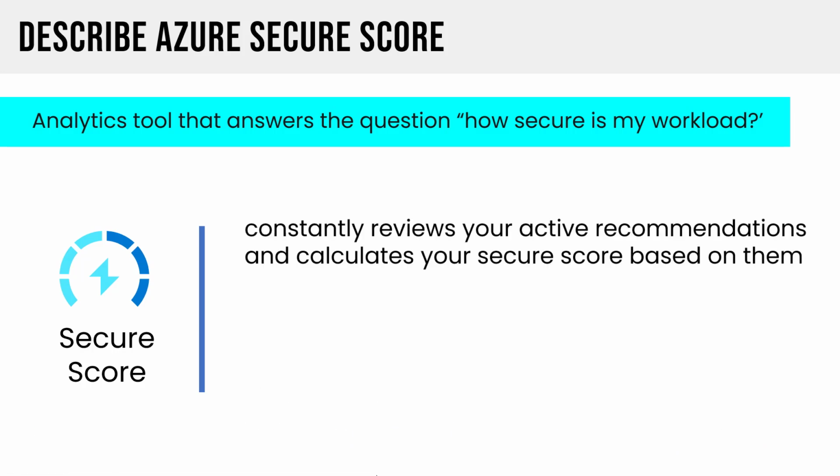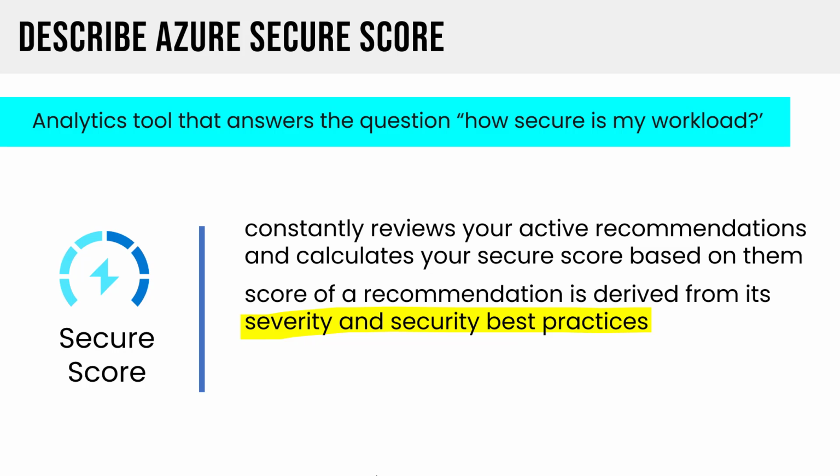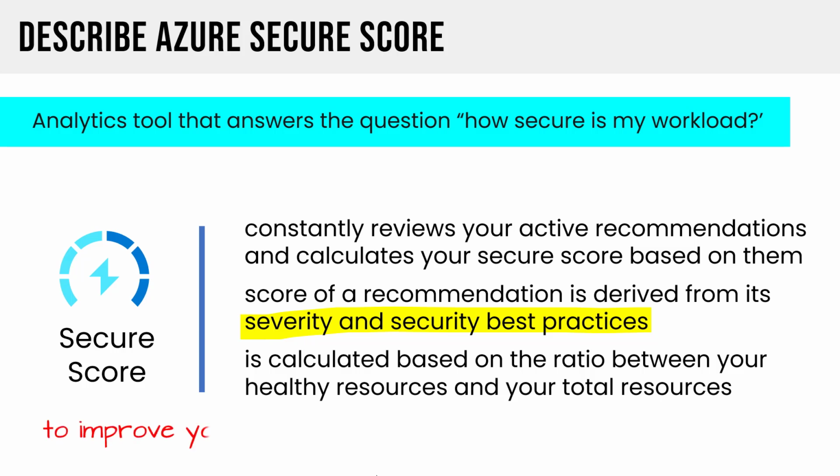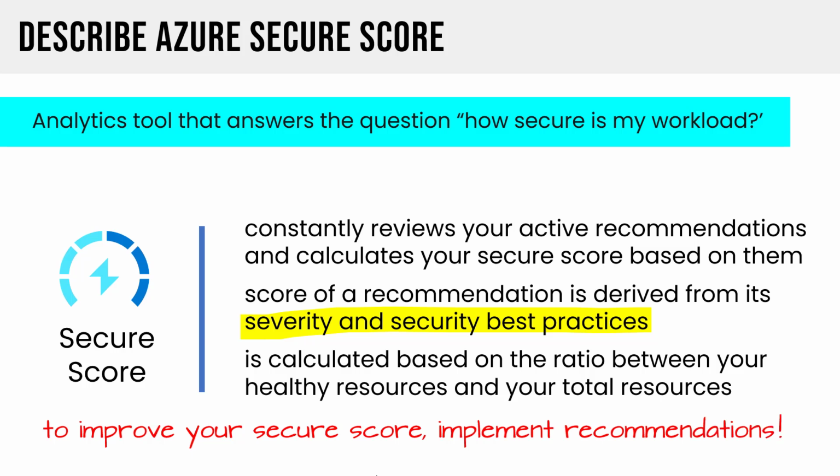But Secure Score is going to constantly review active recommendations and calculate your score based on those. And the score of a recommendation is derived from its severity and security best practices. The overall score is calculated based on the ratio between your healthy resources and your total resources. So if you want to improve your score, implement the recommendations. It's as simple as that.